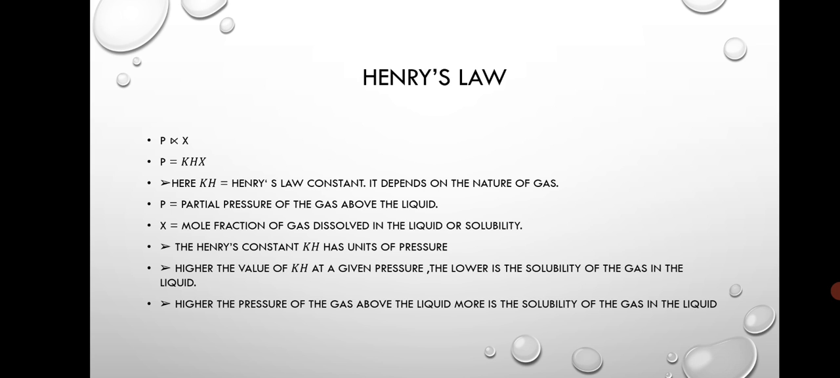The mathematical equation of Henry's law is that pressure is directly proportional to solubility. The solubility here is taken in terms of the mole fraction of solute that has been dissolved. On removing the proportionality sign, we get a constant kH. So our equation becomes p = kH x, where kH is Henry's law constant, which depends upon the nature of the gas. Henry's constant kH has units of pressure. If we are using pressure in Pascal, kH will also have units of Pascal. So the higher the pressure of the gas above the liquid, the more is the solubility of the gas in the liquid.